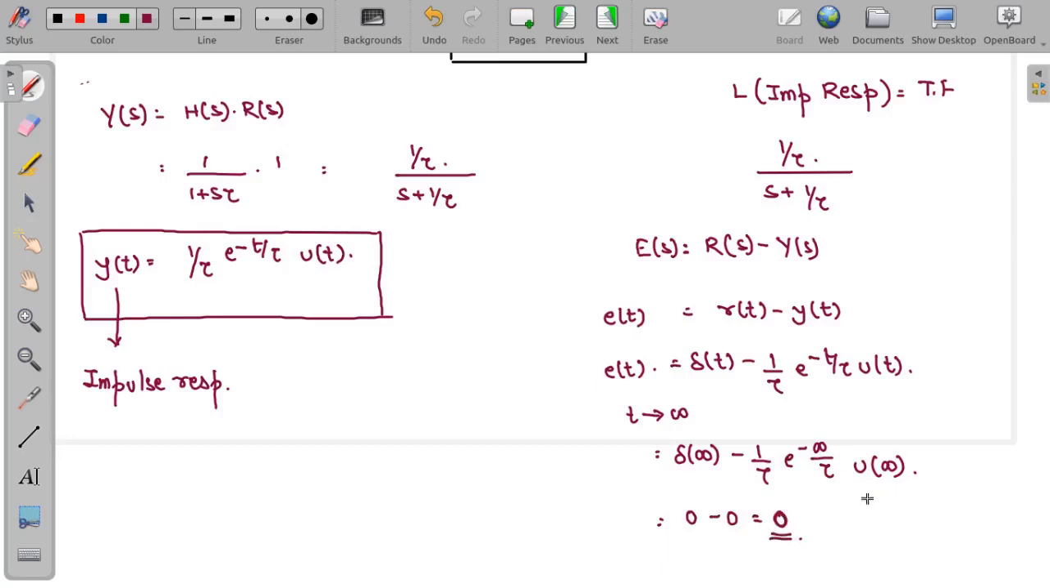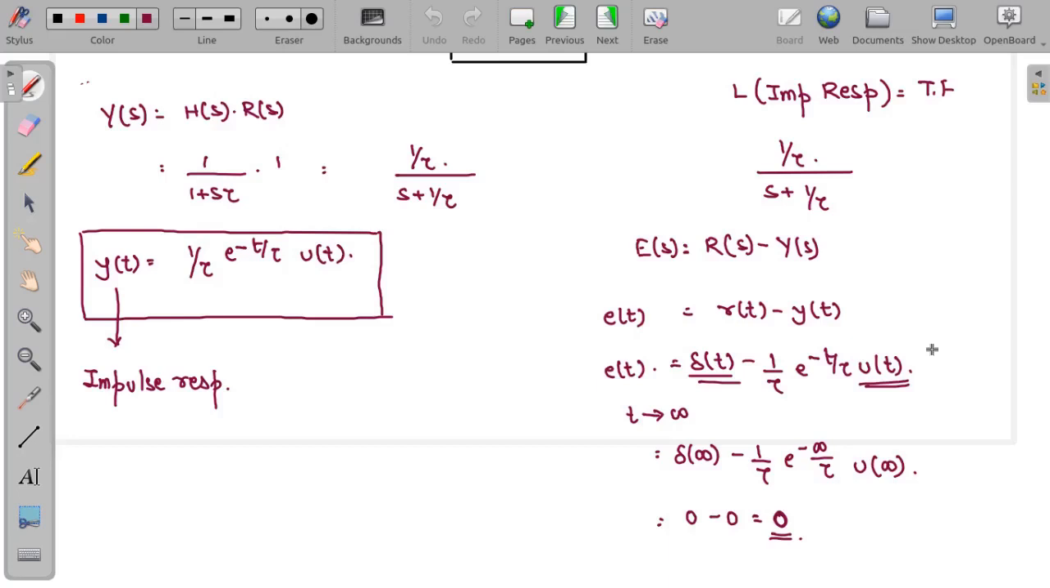But this is wrong. Why? Because the difference over here is basically of two different signals. This is an impulse signal and this is an exponentially decaying signal. You cannot subtract two dissimilar quantities or signals, so this is mathematically incorrect. So for the first order impulse response, there is no concept of steady state error. Steady state error does not exist for the impulse response of a first order system.